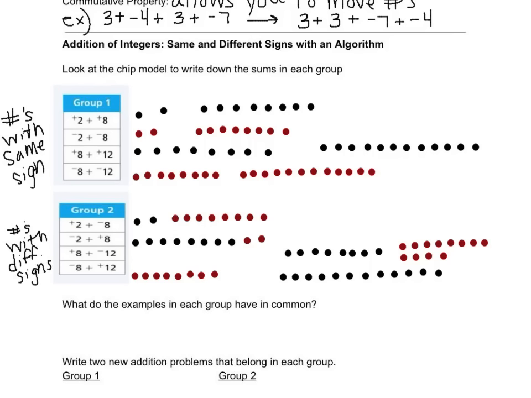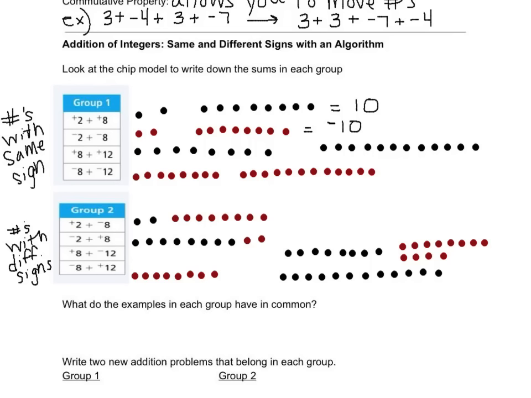So now let's go through, and I did not put the answer of each of these with chips since I was running out of space. But 2 plus 8, if I were to count up all my chips, I would end up with 10 black chips, so it would be a positive 10. A negative 2 plus a negative 8, I would end up with 10 chips again, but because they are red, I have a negative 10.